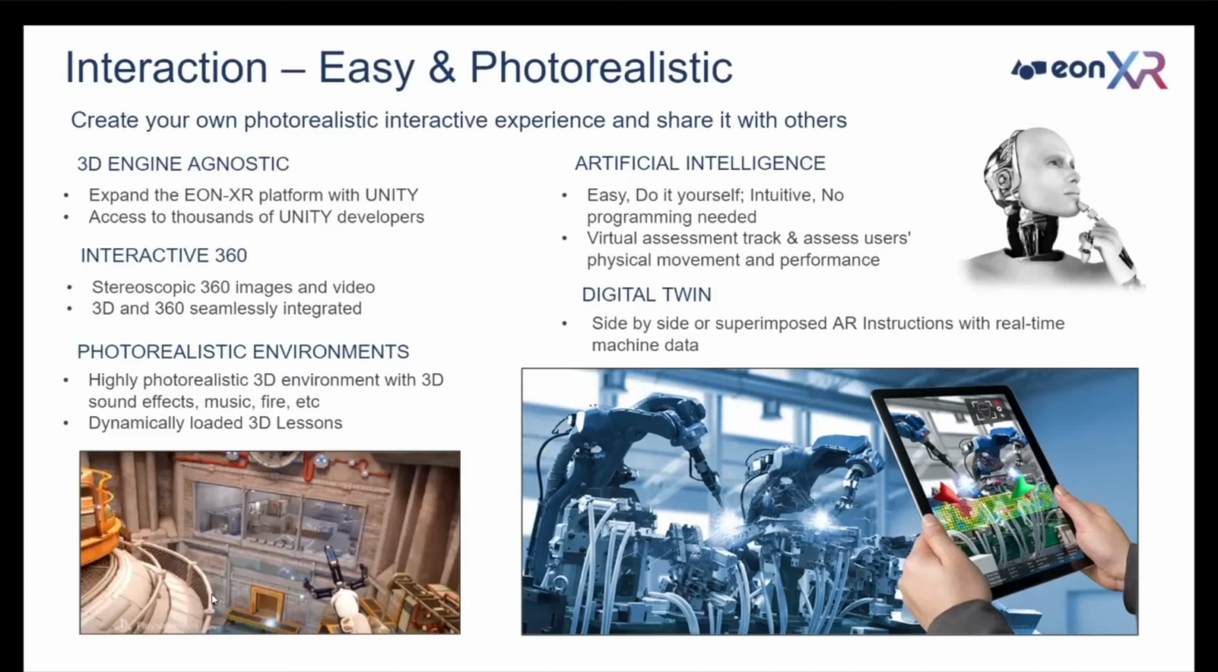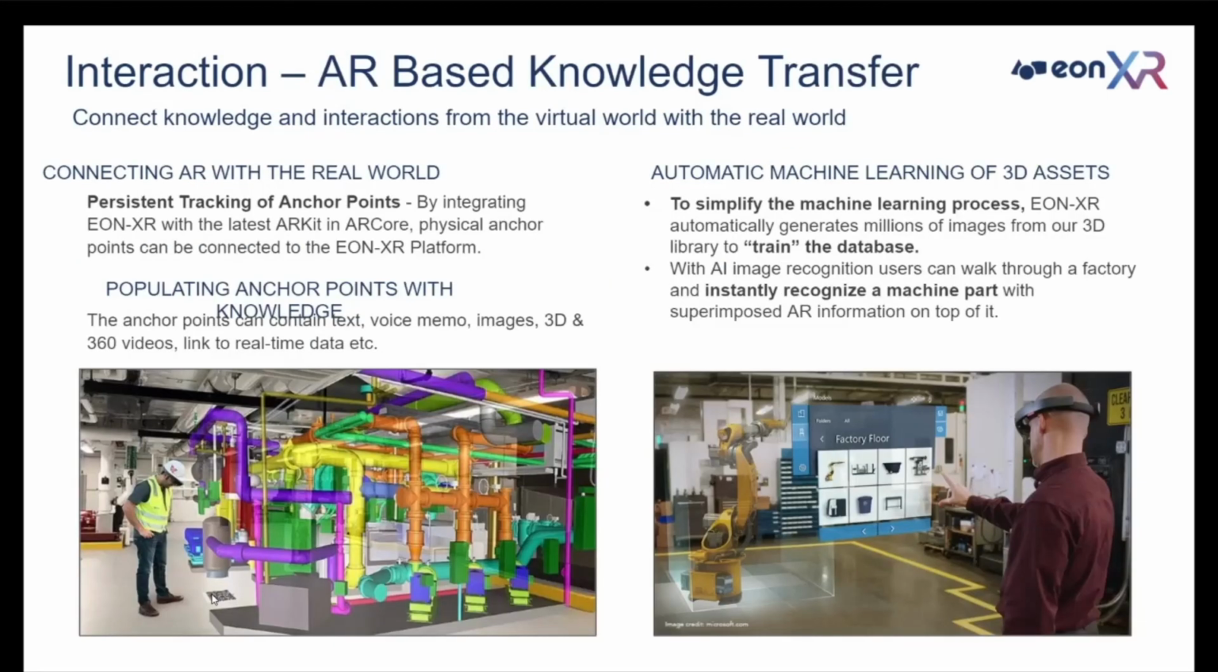Interaction and photorealism, so we are emphasizing VR with photorealistic environments, interactive 360 environments, the ability to teleport between different 360 images and videos, better VR environments, and the ability to do what we call digital twin, to superimpose AR onto real world objects. So again, superimposing AR onto real world objects, and the ability to use AI to pull information onto your screen.